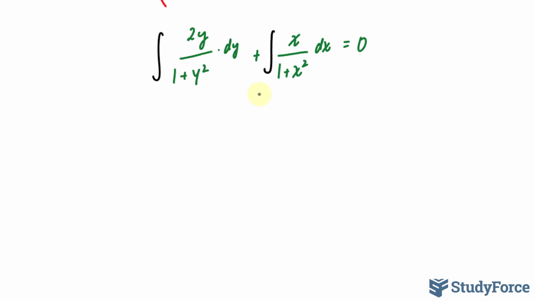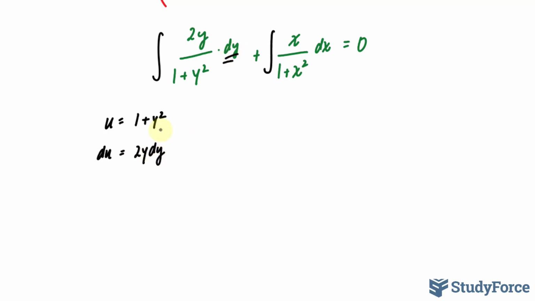Now to integrate this function, you'll need to do a substitution. So I'll set u equal to 1 + y^2 and then differentiate implicitly with respect to y. And if I do that, I end up with du equal to, this becomes 0 and this becomes 2y dy.